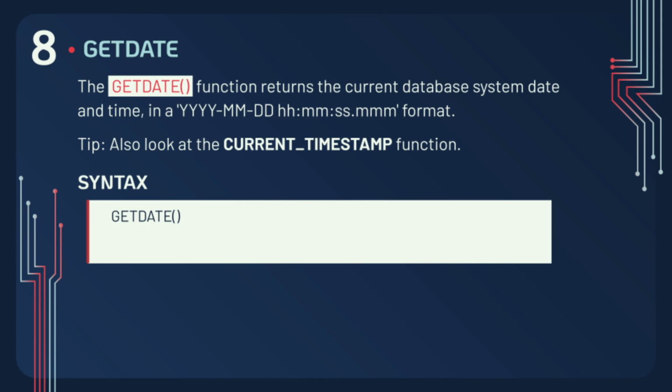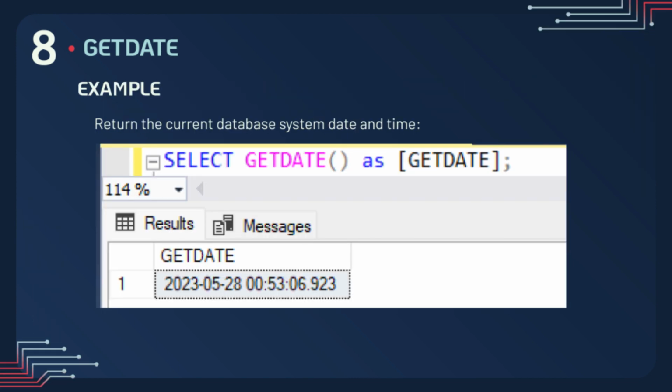So the syntax is GETDATE, and then you insert your parameters. So here is an example. Return the current database system date and time. So as you can see, the executed syntax apparently occurred on July 28, 2023 at around 12:53 in the morning.